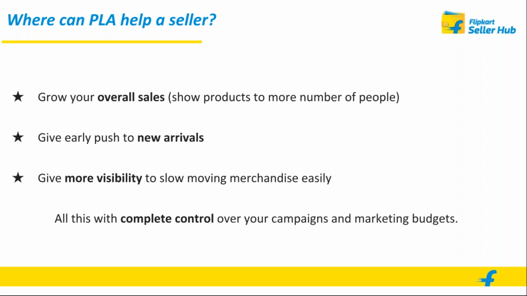So what happens is different clusters of products will have different kinds of requirements. While the slow moving products will have more of a visibility requirement, and so goes for the new arrivals. When we're talking about increasing sales, the objective there is typically ROI, or increasing the number of units or the revenue that you get out of that campaign.